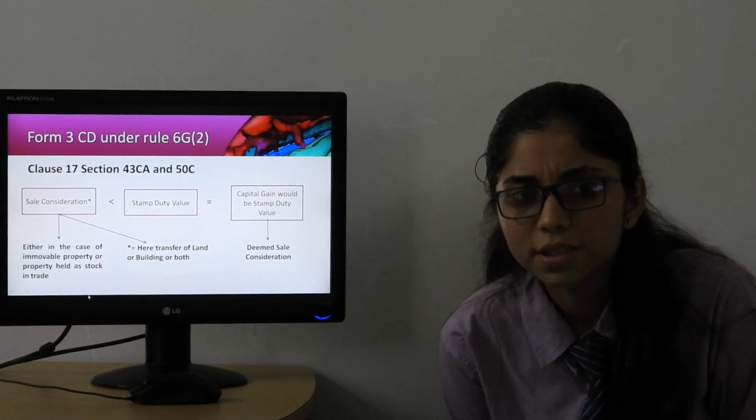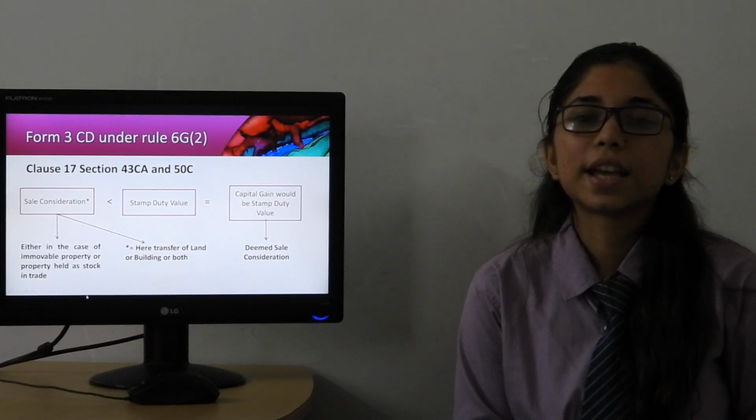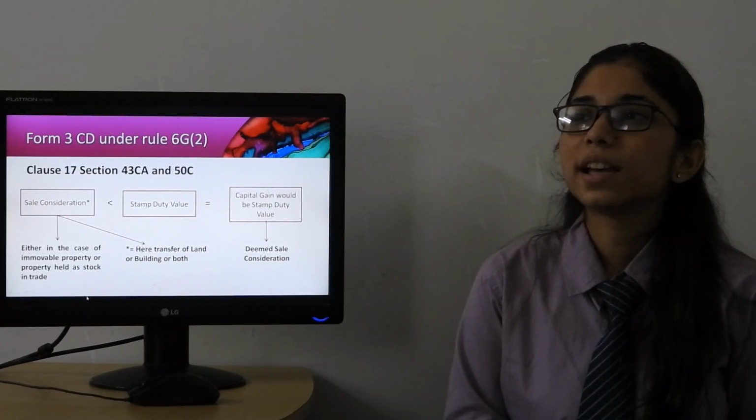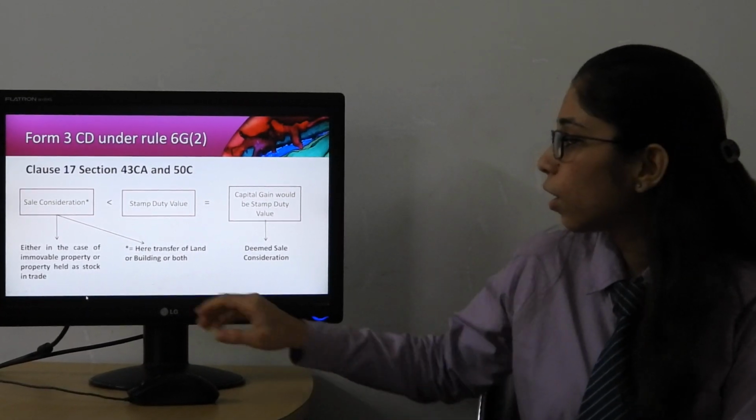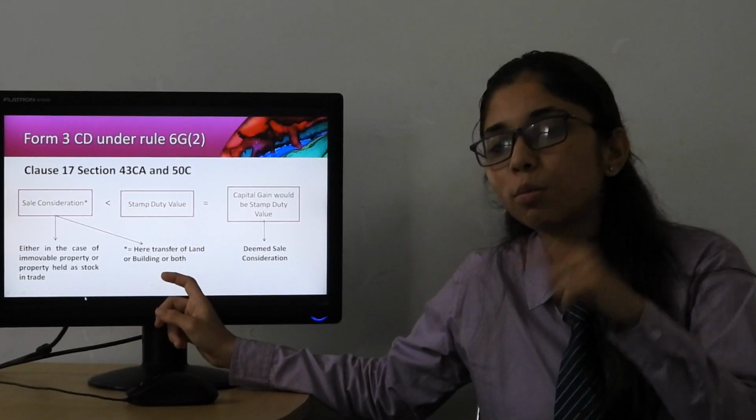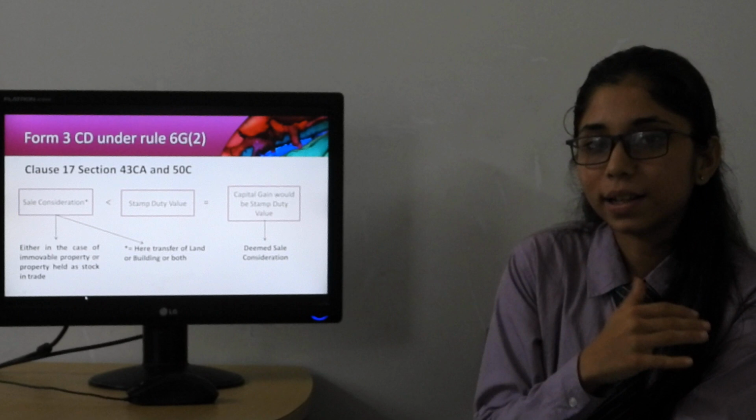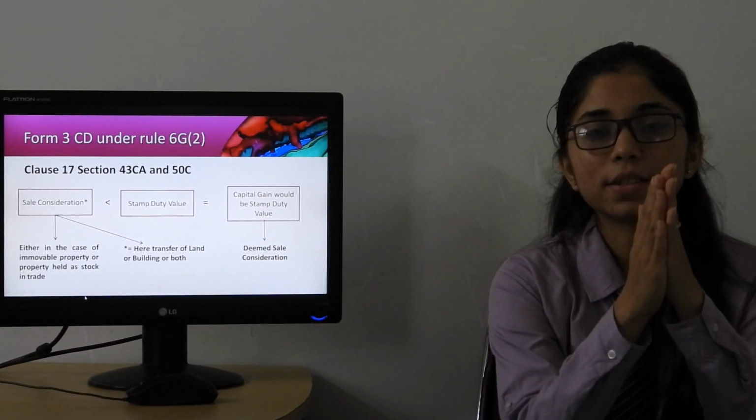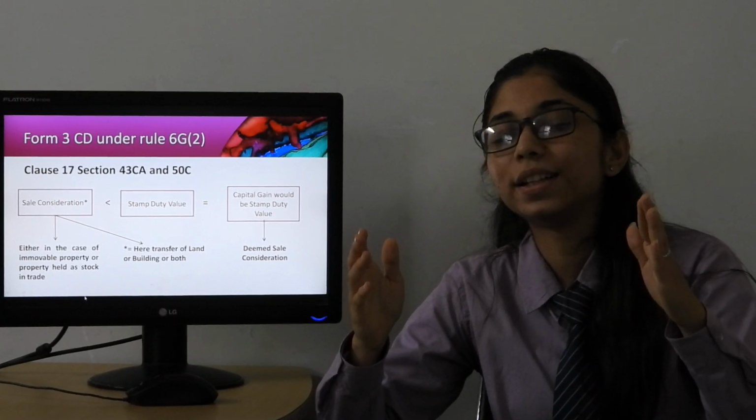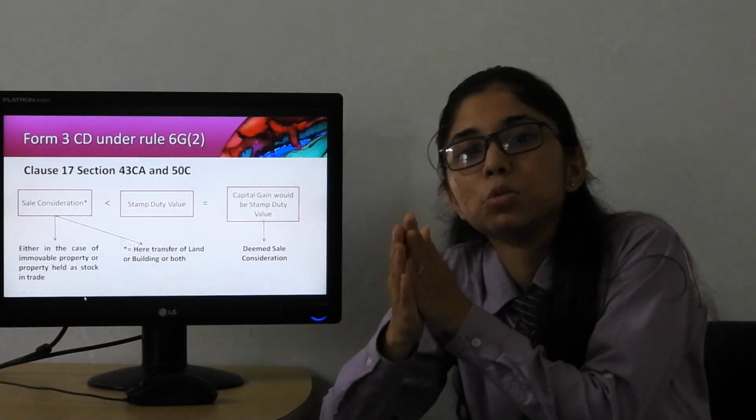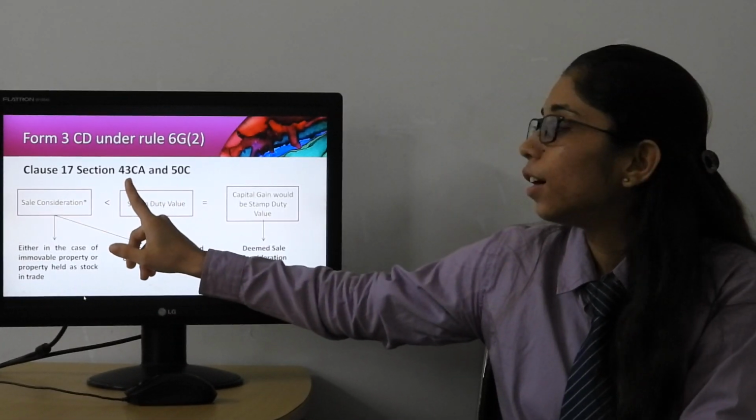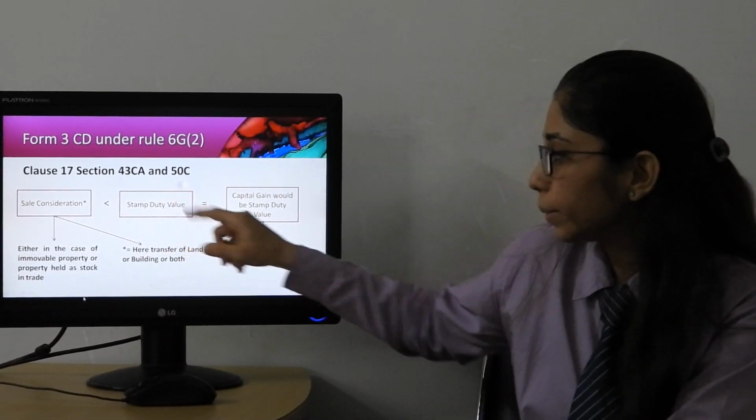Moving on further, clause 17, which speaks about section 43CA and 50C, says that if there is any transfer of land or building or both, then there would be a sale consideration. If the sale consideration is less than the stamp duty value, then the deemed income would be the stamp duty value. This is the provision mentioned in section 43CA and 50C.